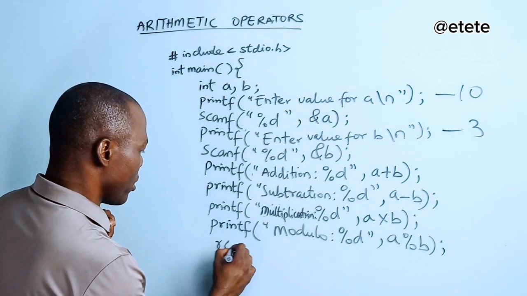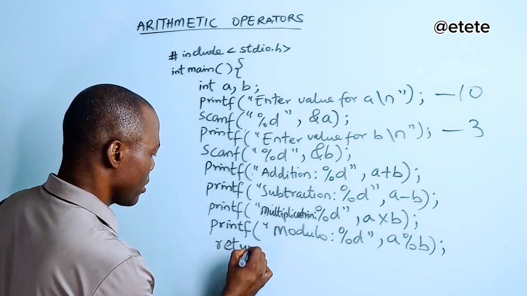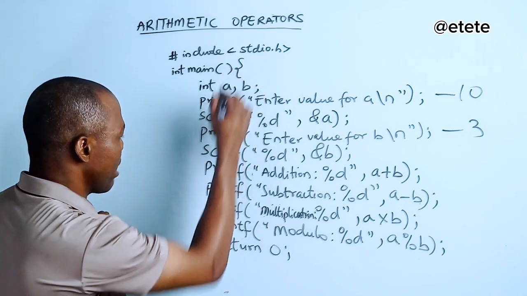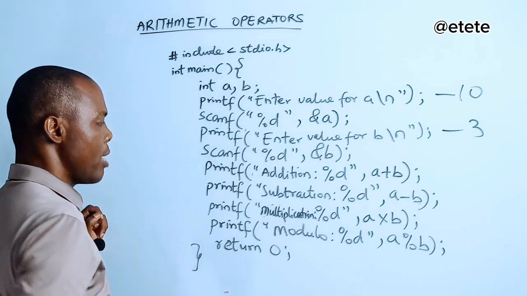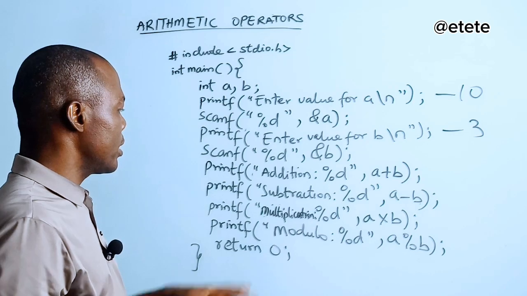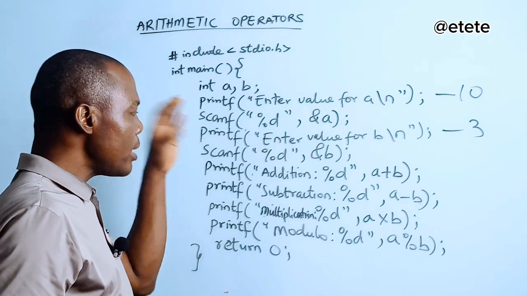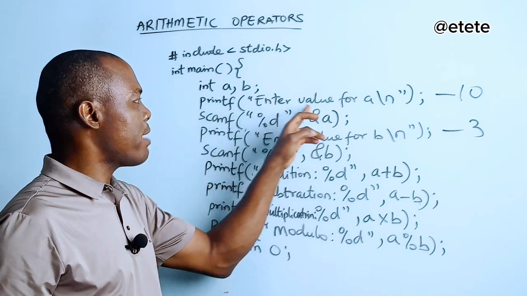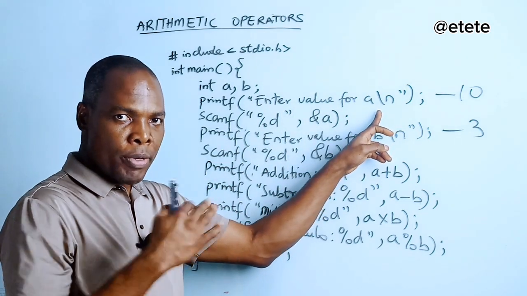So here I will say return 0. Then my curly bracket, I will close it here. So this is my program. Now when I execute this program, the first thing is to print out on the screen, enter value for A. We printed it out on the screen.